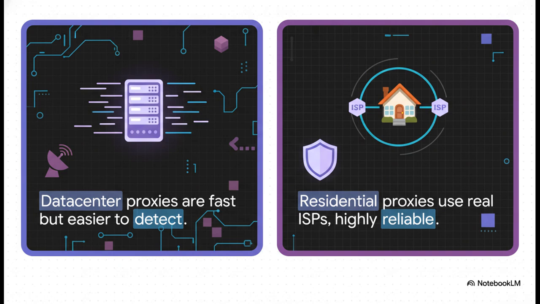Now, these use real IP addresses generated by actual internet service providers. That means they're linked to real physical locations. Sure, they might be slightly slower than data centers, but they are undeniably more reliable. To TikTok, you just look like a regular everyday person sitting in a house in a specific city.